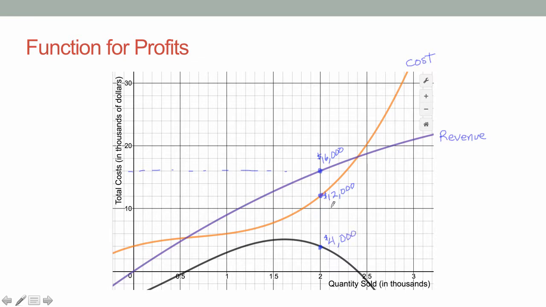So $16,000 minus $12,000 cost, revenue minus cost, means I'll have a profit of $4,000. So you can see how all three of these functions are related. 16 minus 12 gives me 4. This black line represents the profit.